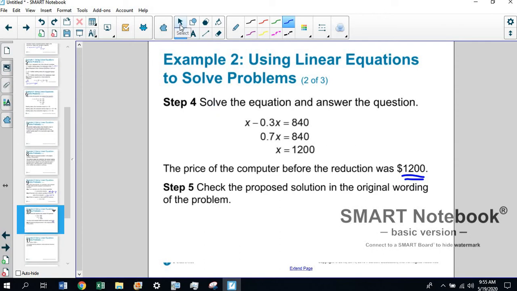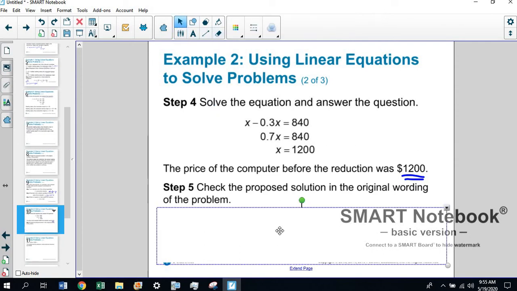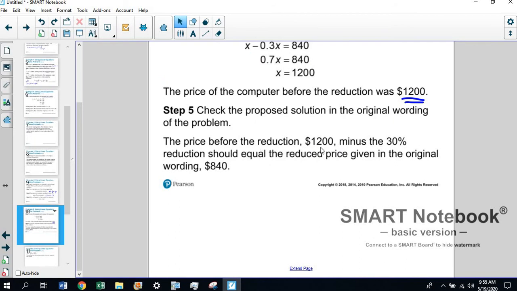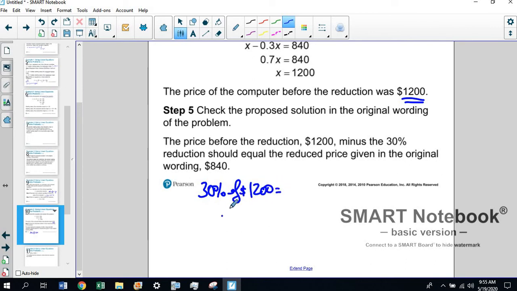If you want to check it, then take 30% of that guy. Take 30% of 1,200, all right, and make sure that when you take 30% of it, you subtract and you get 840, right? So if you take 30% of $1,200, that's 0.3 times 1,200. Do that on your calculator, you get $360.